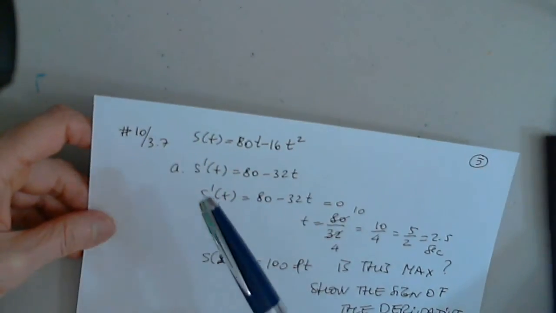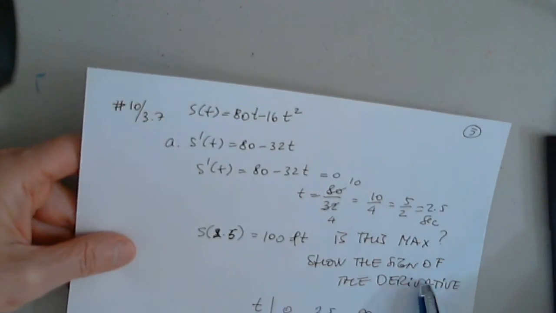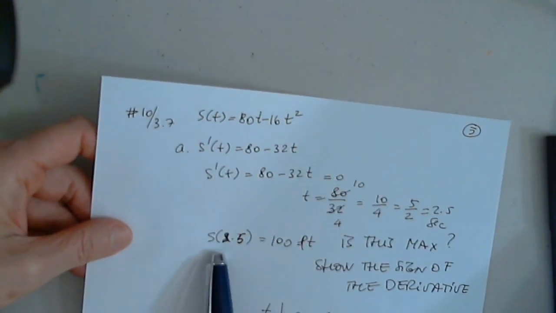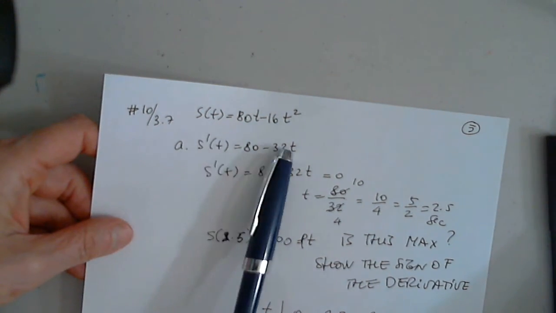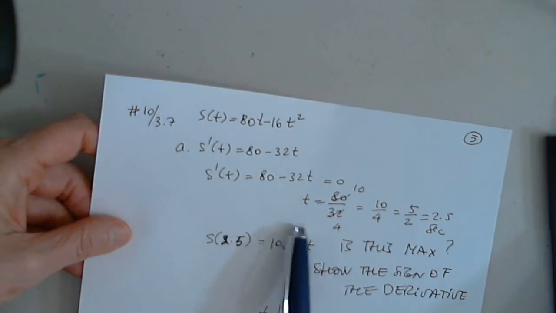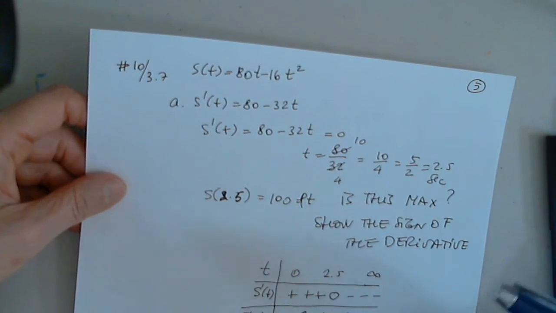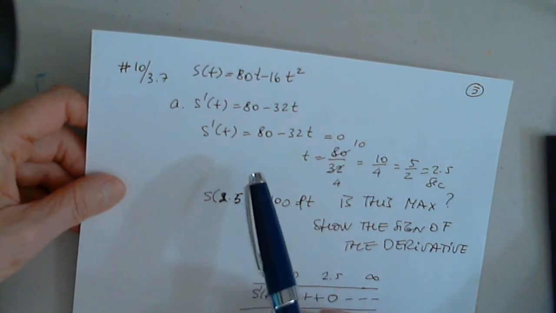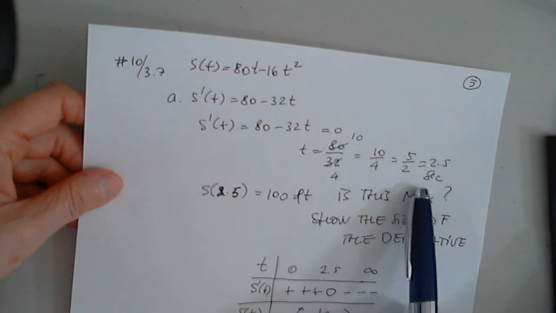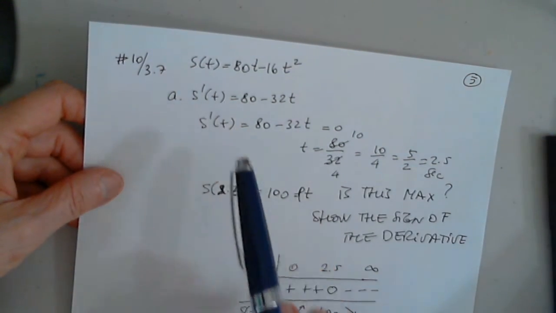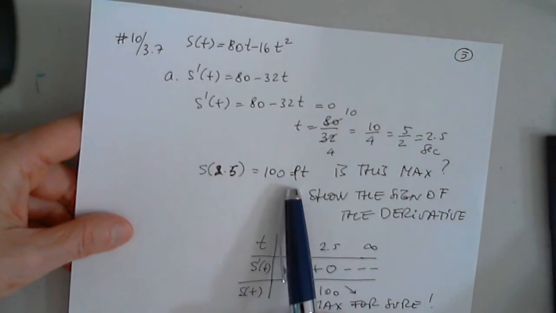Finally, this last problem was asking us to find the maximum distance and where the maximum occurs. So we find the derivative. We set it equal to 0. We determine the time needed for a maximum for function s of t. We plug it back in the function, and we get 100 feet.